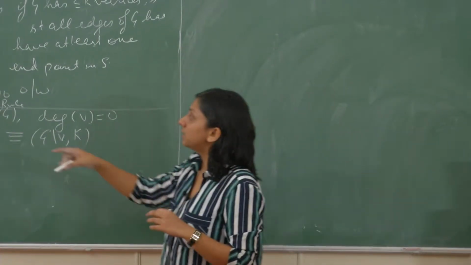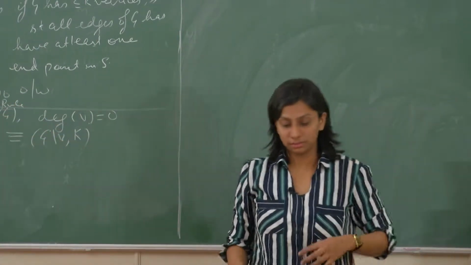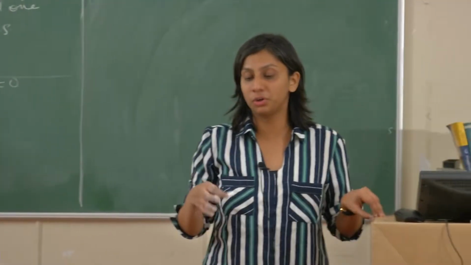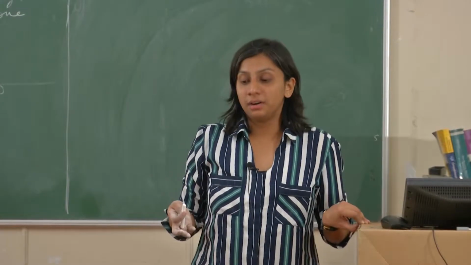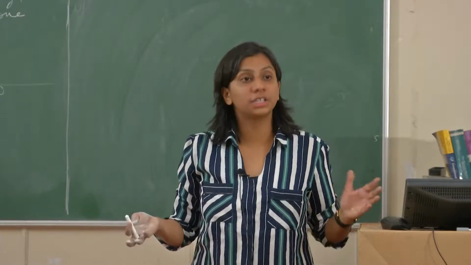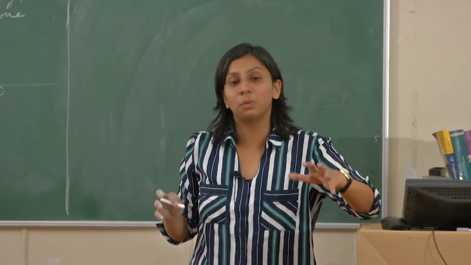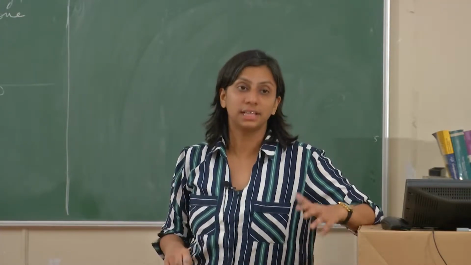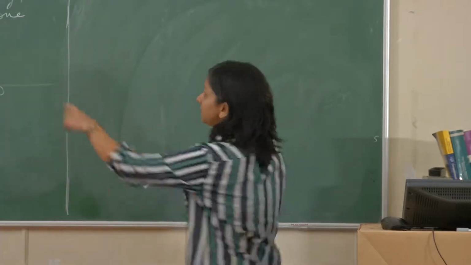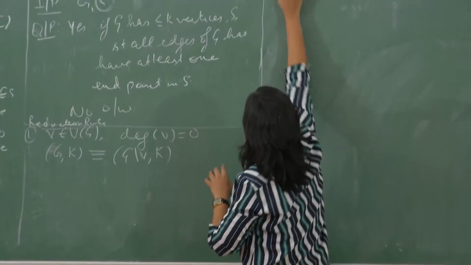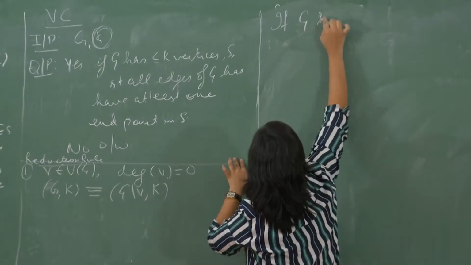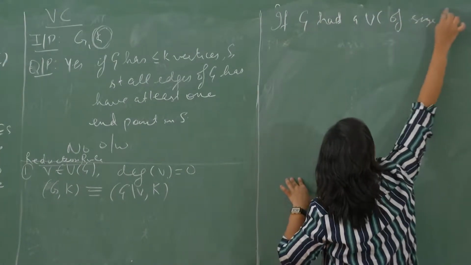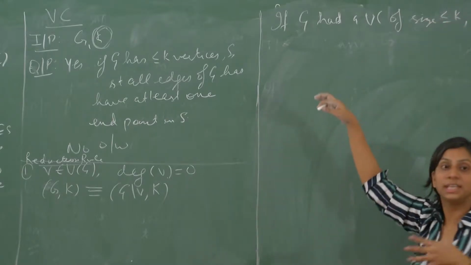So this is normally how we think when we are stuck, when we want to design a reduction rule and we don't know what kind of a reduction rule we should be designing. This is one way that we usually think. We think about it like this. Suppose if it was a yes instance, then what would happen? If G had a vertex cover of size at most k, then how would G look?